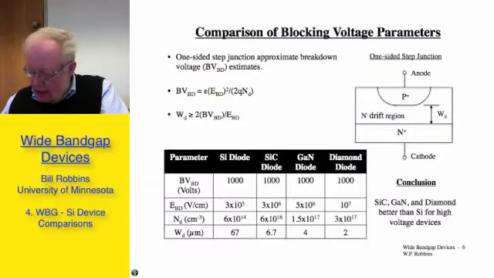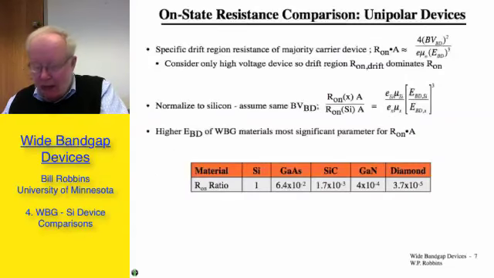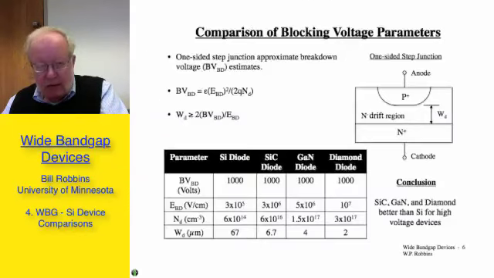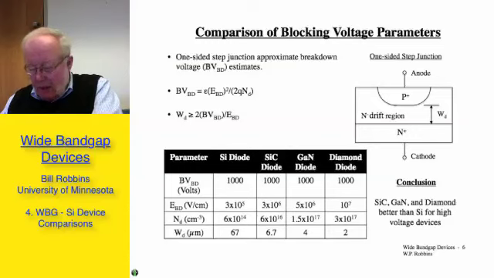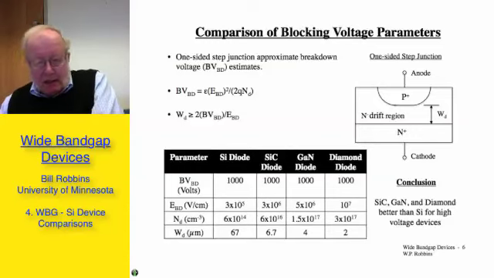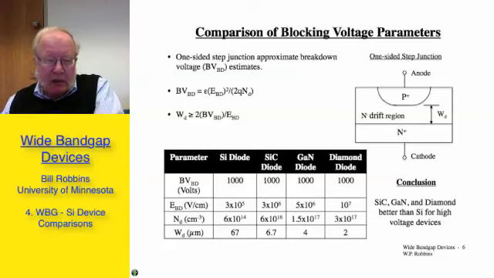Going on to the next slide, here I am attempting to make a comparison between various devices in specific device geometries. In the slide that we're looking at, I'm comparing the blocking voltage parameters for a PN junction, and I'm assuming a step PN junction with some drift region length WD, and I'm assuming a non-punch-through geometry. You can see the pertinent equations that determine the breakdown voltage, the doping density, and the drift region length.